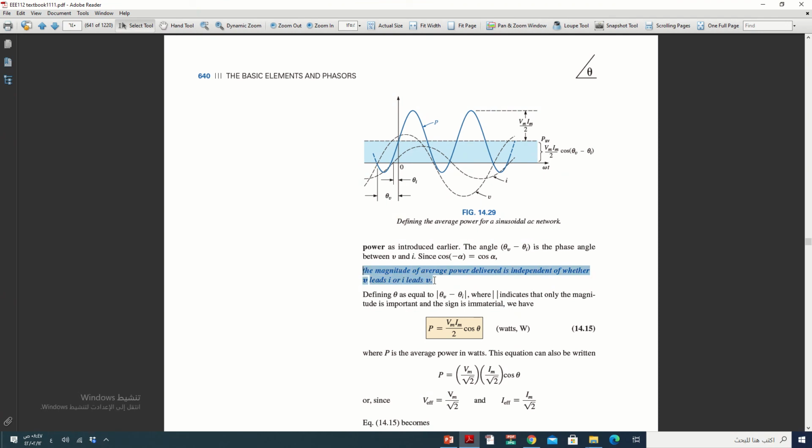See this point? The magnitude of the average power delivered is independent of whether V leads I or I leads V. Do not relate it to lead or lag. The average power equals Vm Im divided by 2 cosine theta, and theta is theta v minus theta I.